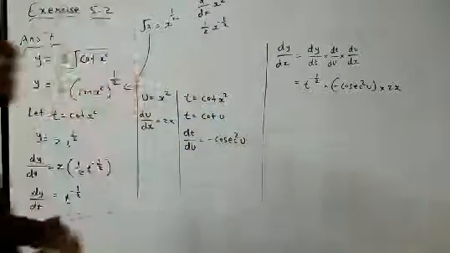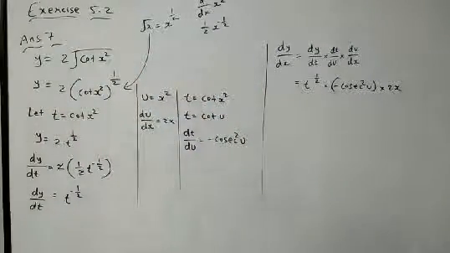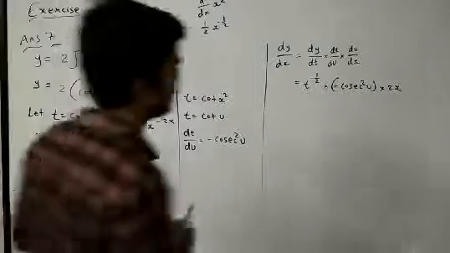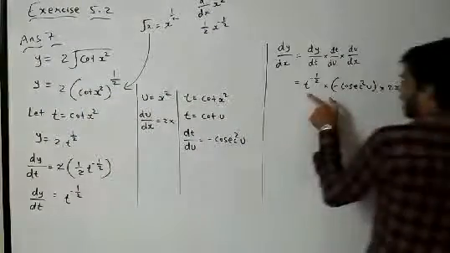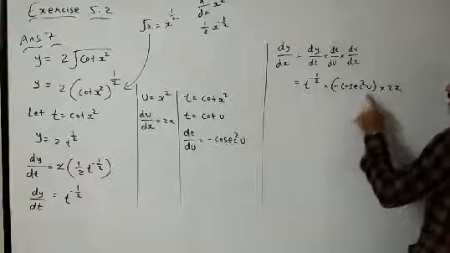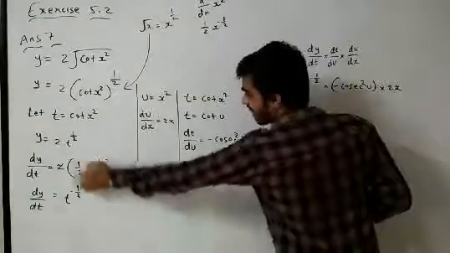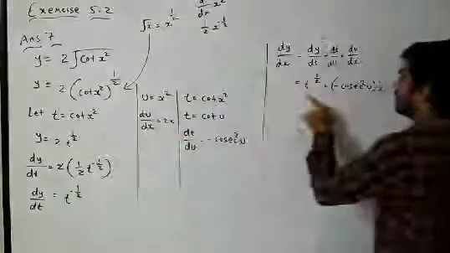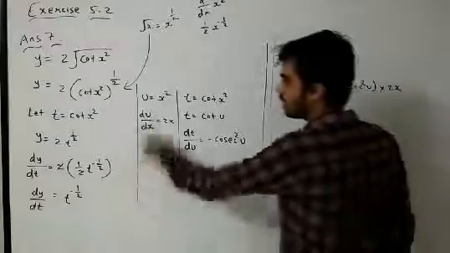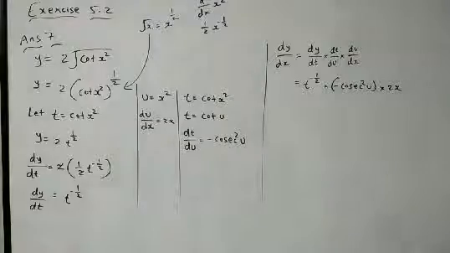So this is our particular answer. But what we are going to do is write this t and this u in the form of x. So t is equal to cot x square and u is equal to x square. So we are going to keep that over here, and we will get our required answer.